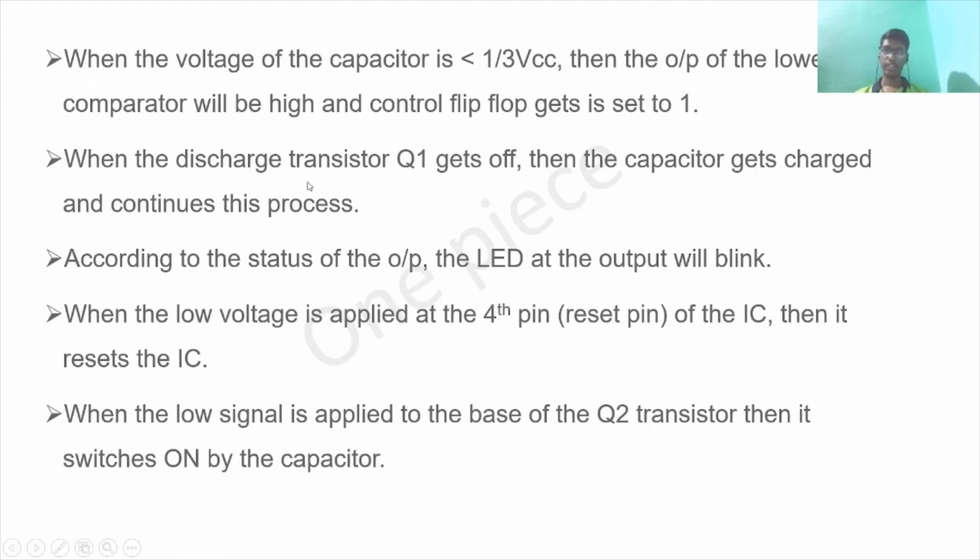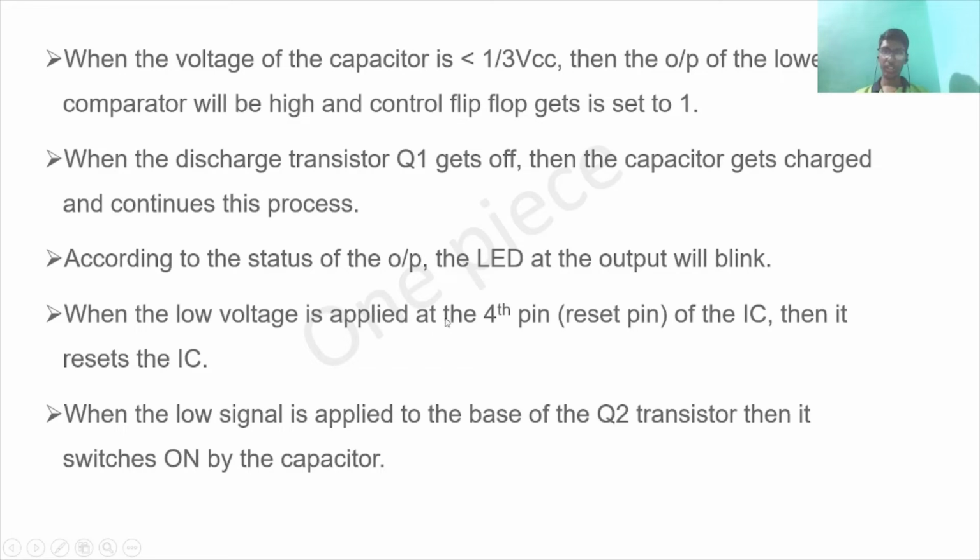So based on this, when the capacitor voltage is less than 1/3 VCC, the output of the lower comparator will be high. Then the control flip-flop gets set to 1. Then the discharge transistor Q1 gets off, the capacitor gets charged, and this process continues. According to the status of the output, the LED will blink.